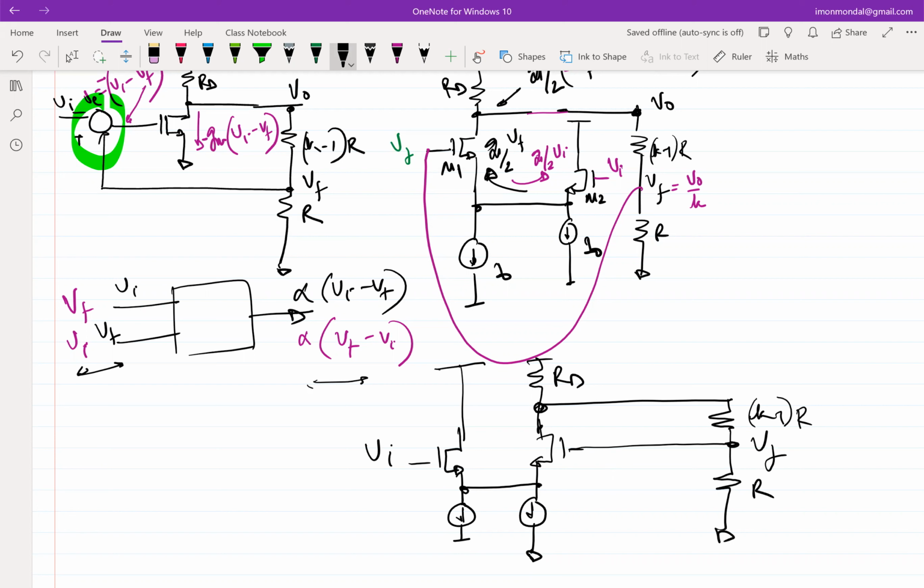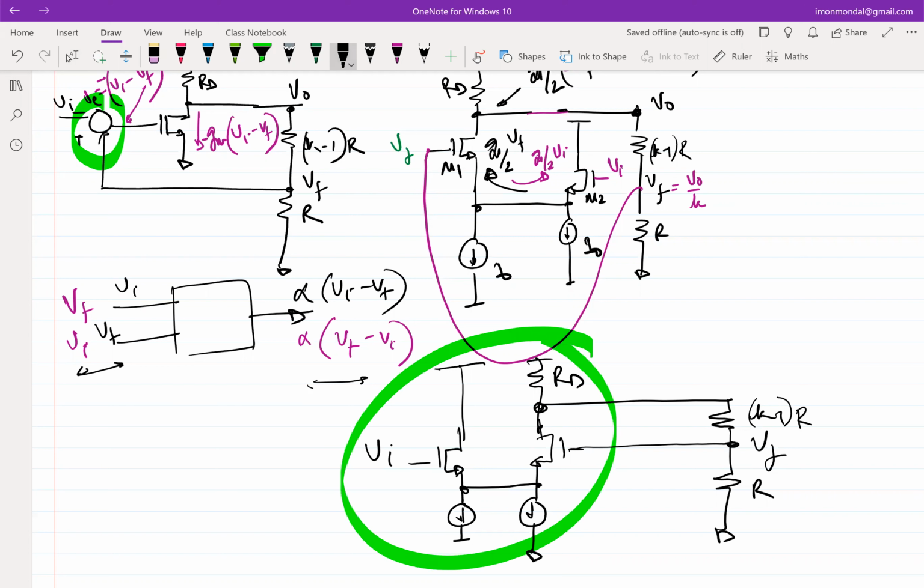Make sense? Okay, now coming back to his question, why is it GM by 2? Can anybody explain why is this GM by 2? Why is that current that I had sketched in the top figure GM by 2 times VI minus VF? Now consider this block in isolation. This is a very important block. When used in a negative feedback loop, this is an error amplifier, right? This is amplifying the error.